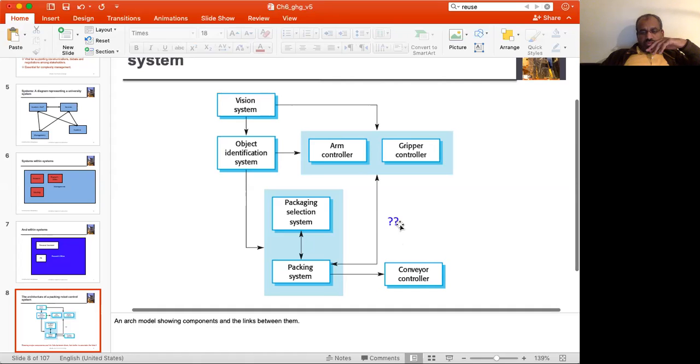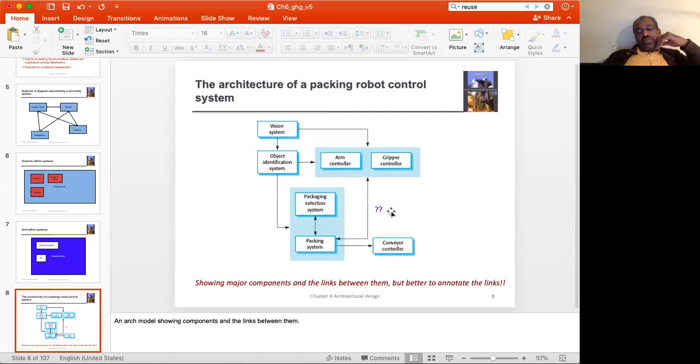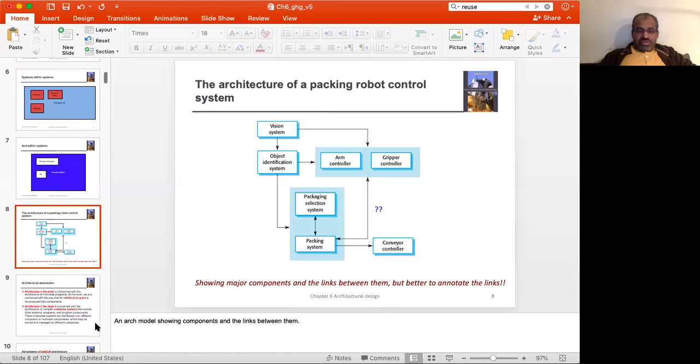I've put a couple of question marks here, because actually I don't like this representation very much, simply because the arrows are lacking in the documentation. There are no labels to tell us what is being exchanged on these arrows, or these data flows, or these control flows, and so on. So this is showing the major components and the links between them, but obviously it's better to annotate the links so that the diagram is clearer and easier to understand. Otherwise, you just leave it with some ambiguities, which is not a great thing to do.